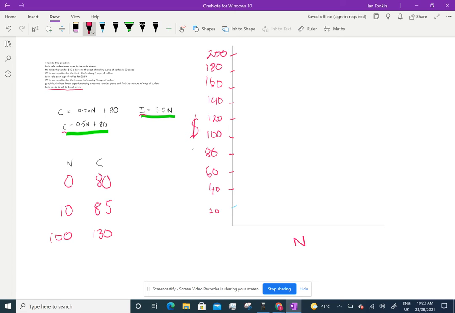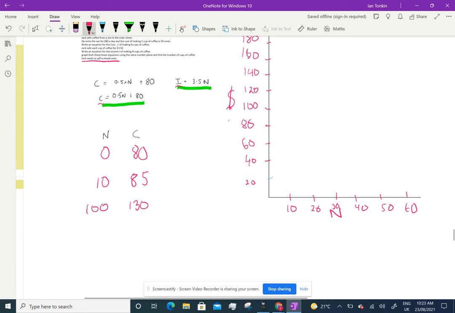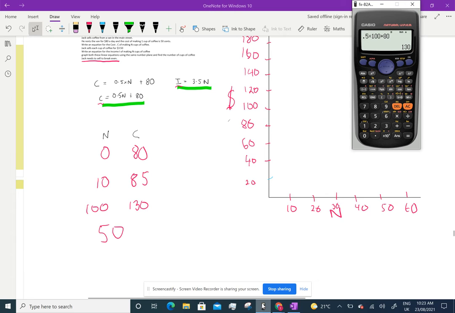Now along the bottom here, again, I'm just going to go up in tens. 10 cups of coffee, 20, 30, 40, 50, 60. And look at that, I haven't even got enough here. So I'm going to put another one in here. I'm going to go 50 cups of coffee. I'll go to my calculator and put that in so I can get it on here.